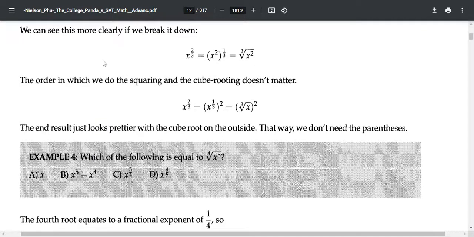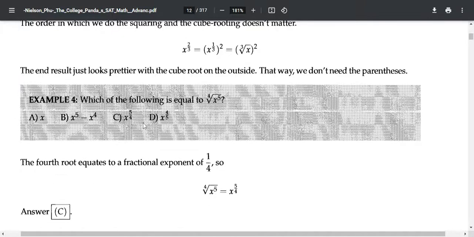Yeah, the order in which we do the squaring and the cube rooting doesn't matter. Whether you take the root first and square later, or you take the square first and cube root later, the answer will always be the same. The end result just looks prettier with the cube root on the outside. So it doesn't matter whether you take the square first or the root first. The answer will always be the same.